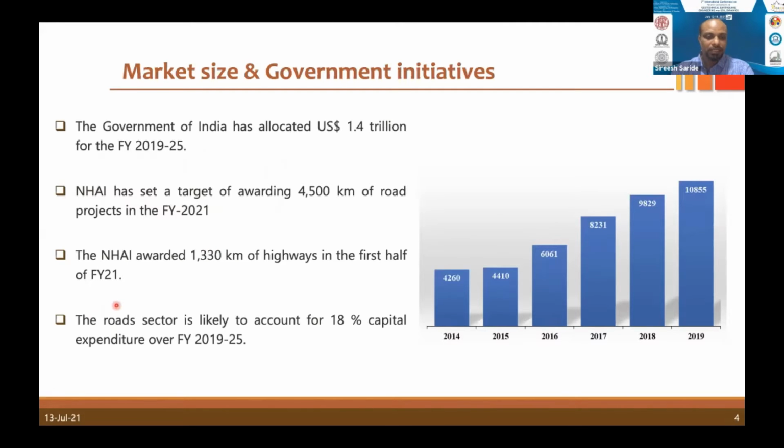That is almost 18% of capital expenditure for the years 2019 to 25, which means almost 20% of the entire budget is spent on road infrastructure. Just to name a few, the Honorable Prime Minister, Mr. Narendra Modi, has announced the Bharatmala Pariyojana project, which takes 5.3 lakh crores in Indian rupees to build almost 83,000 kilometers of road in the next 3-4 years.